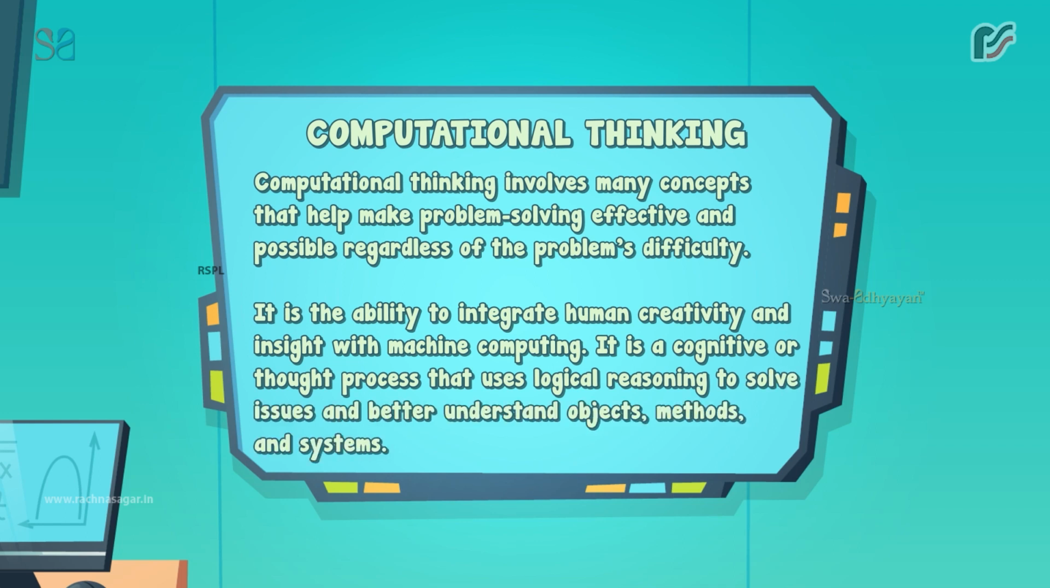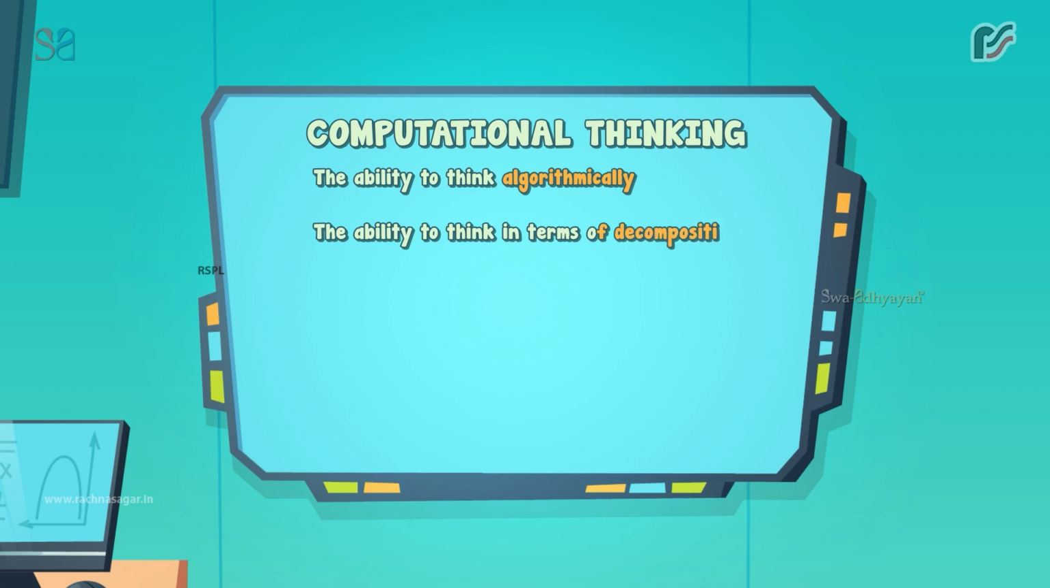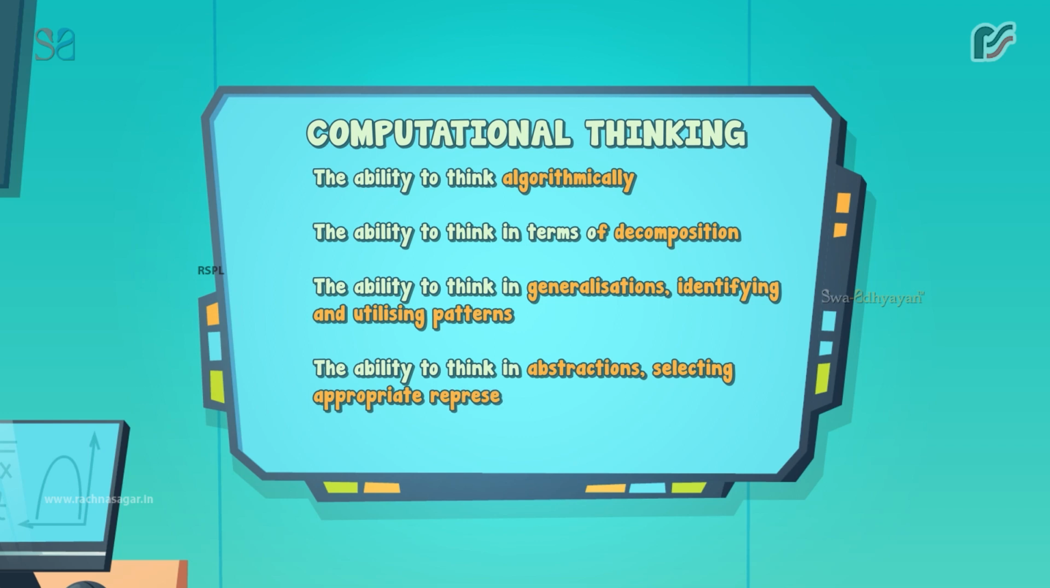It is also a cognitive or thought process that uses logical reasoning to solve issues and better understand objects, methods, and systems. It encompasses abilities such as the ability to think algorithmically, to think in terms of decomposition, to think in generalizations, identifying and utilizing patterns, the ability to think in abstractions, selecting appropriate representations, and also the ability to think in terms of evaluation.